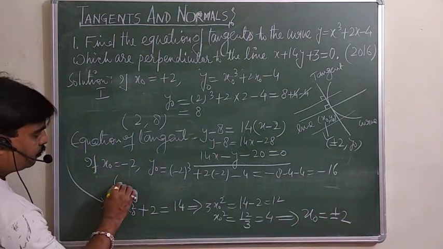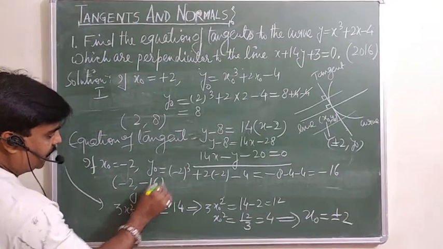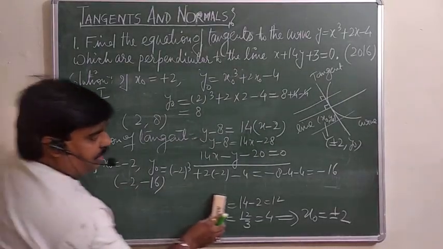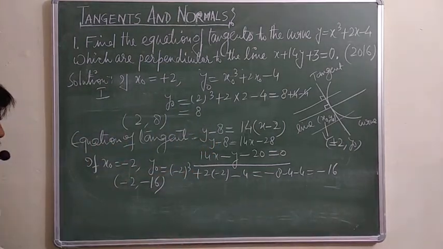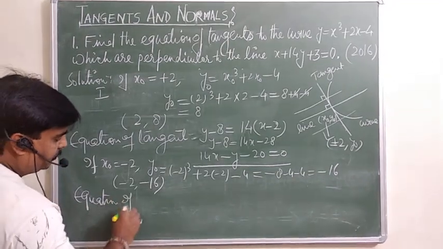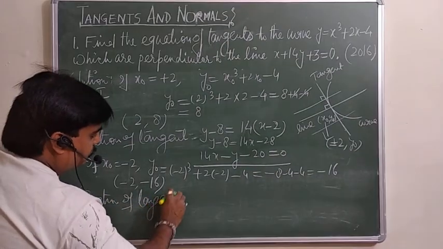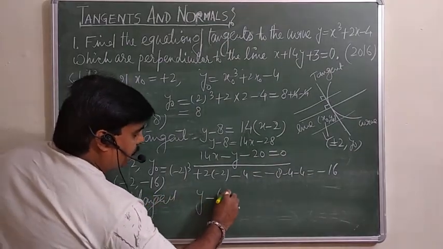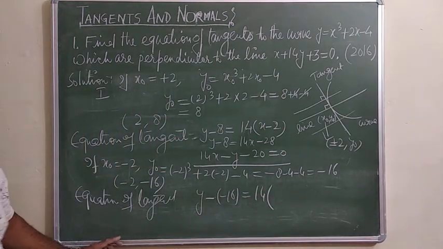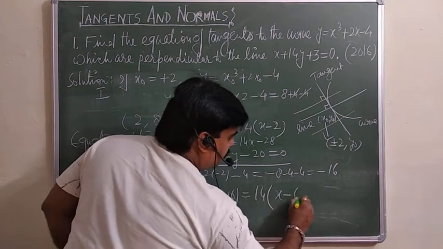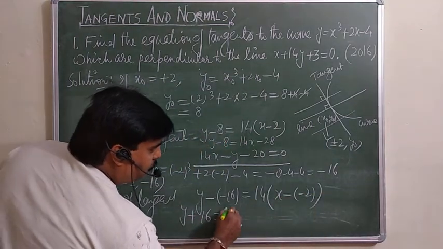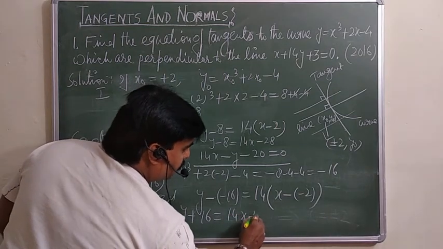So your coordinate is (-2, -60). At this point you have to find the equation of the tangent again. So the equation of the tangent is y minus y1, that is y plus 60, is equal to the slope of the tangent, which is already given as 14, times (x plus 2). So this is y plus 60 is equal to 14x plus 28.